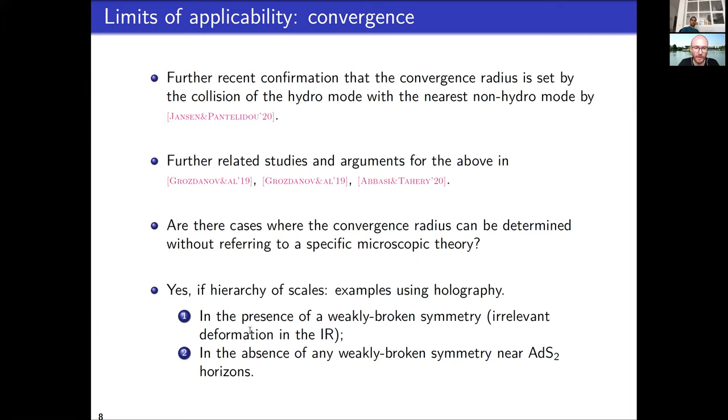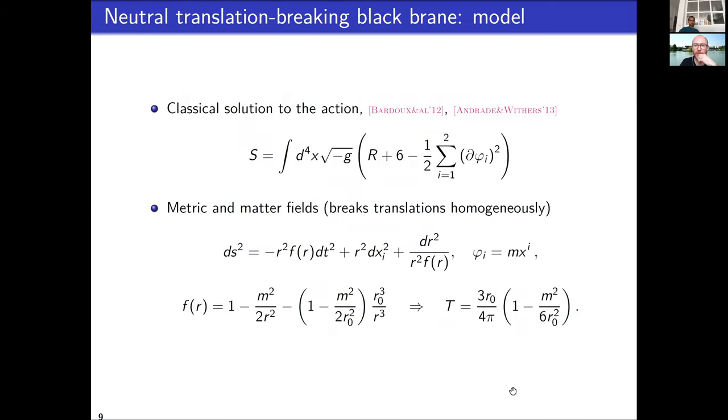One is when there's a symmetry which is weakly broken. So there's some irrelevant deformation in the infrared, and because it's irrelevant, the symmetry breaking dies off. That provides one class of such examples. And the other class of examples is when there aren't any weakly broken symmetries, but we're near an AdS2 fixed point. So let me talk about the first class.